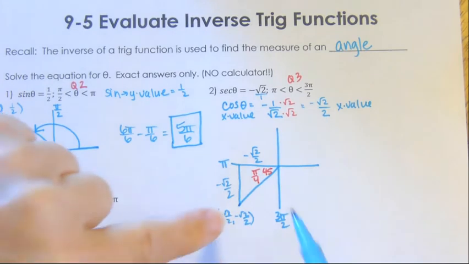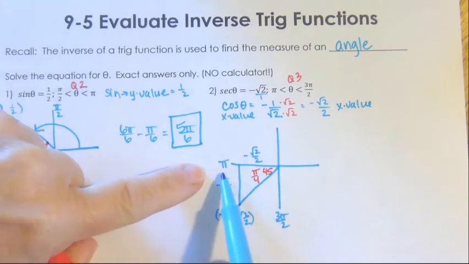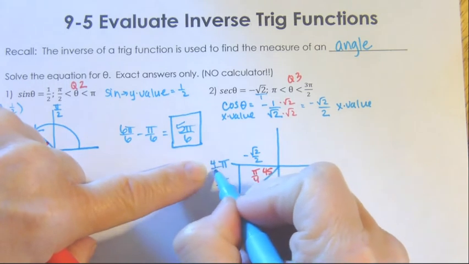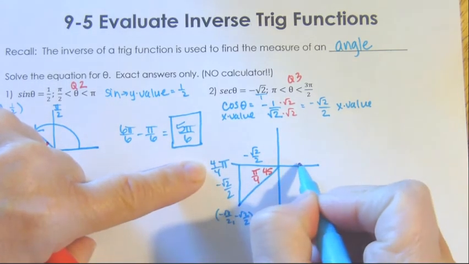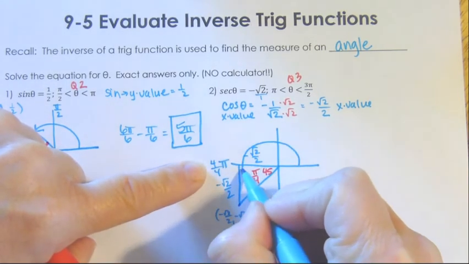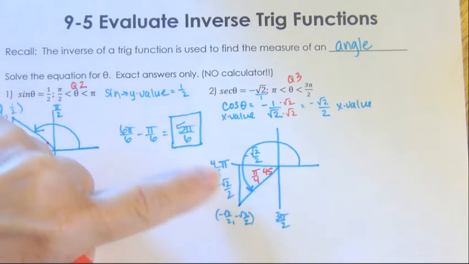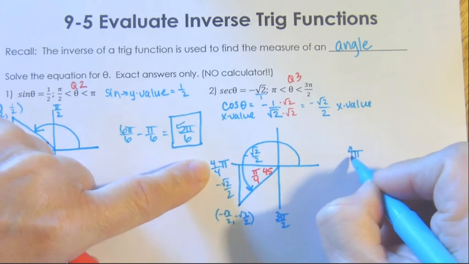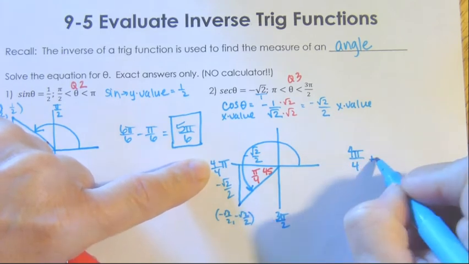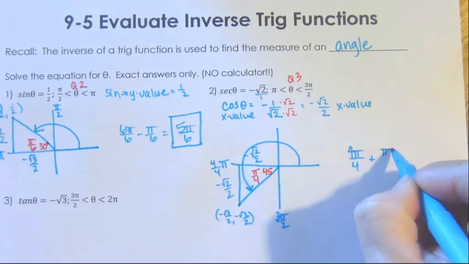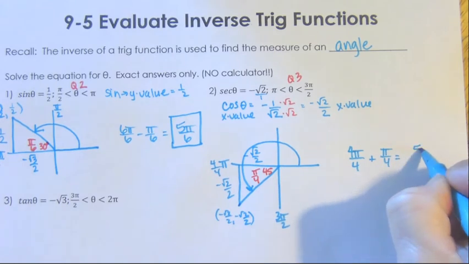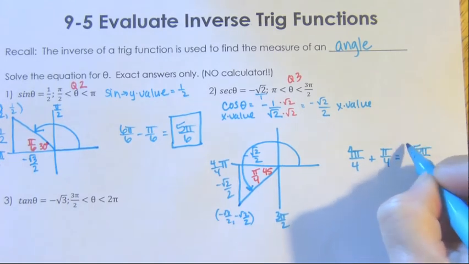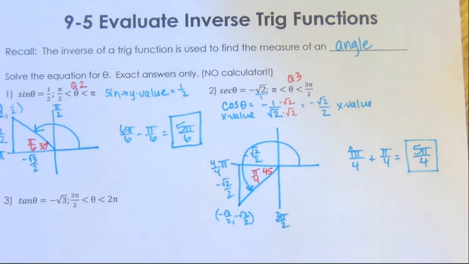Now, since this is over 4, I'm going to change this pi to 4 pi over 4. The angle is really going all the way past. It's going past 4 pi over 4, so my answer is going to be bigger than that. So to get my angle, I'm going to do 4 pi over 4 plus that reference angle, which was pi over 4, to give me an answer of 5 pi over 4.